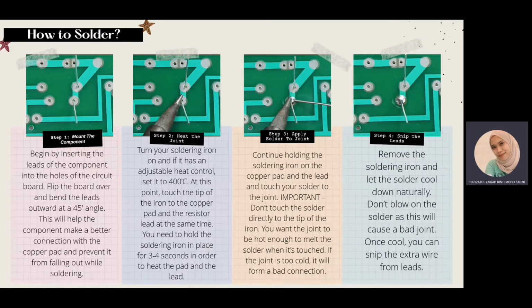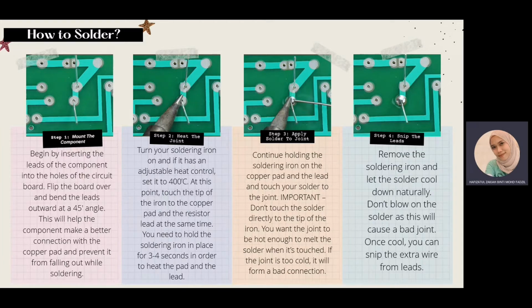Flip the board over and bend the leads outward at a 45 degree angle. This will help the component make a better connection with the copper pad and prevent it from falling out while soldering. Step 2. Heat the joint.